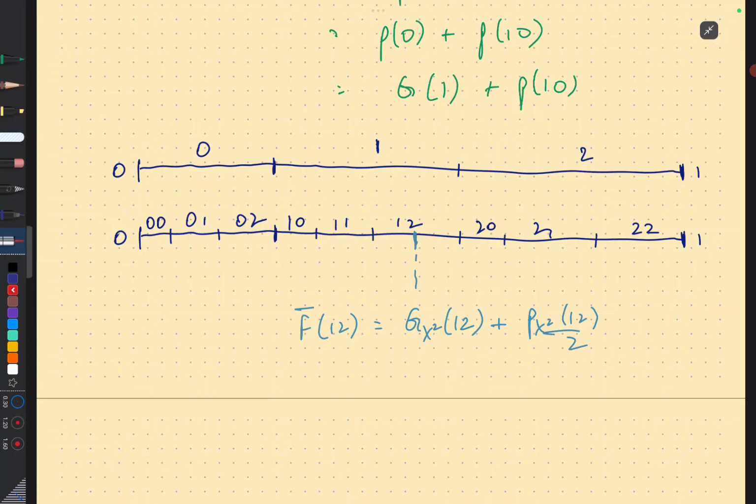Okay, does that make sense? So this is some number. Hopefully, do you all agree that the midpoint of this particular interval will correspond to f bar of 1, 2? Do you see that?